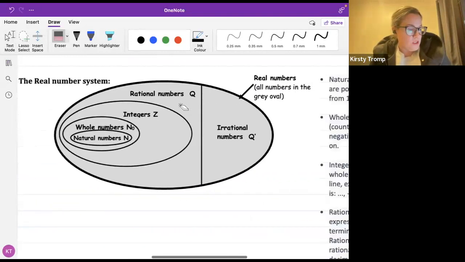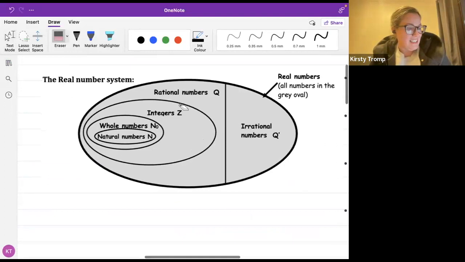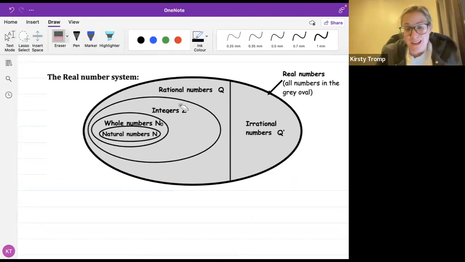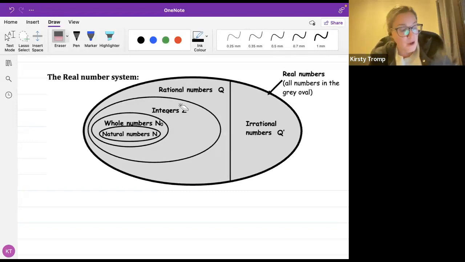The first thing I want to explain to you guys is a little bit of theory. A little bit of theory, a little bit of words. Often what we call theory in maths we call maths literacy. So we're starting with the real number system. Now, when we're looking at the real number system, we're looking at all the ways that we name the real numbers around us.